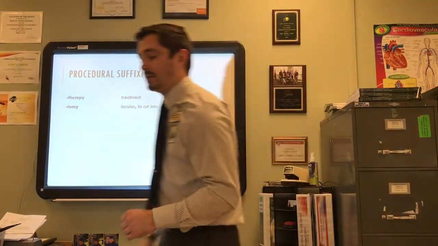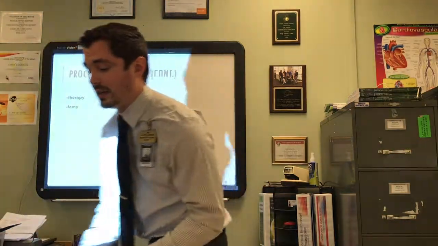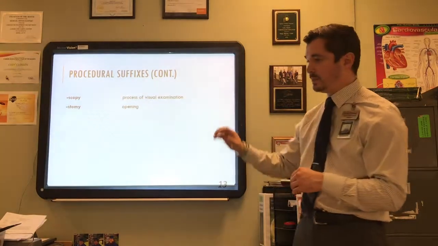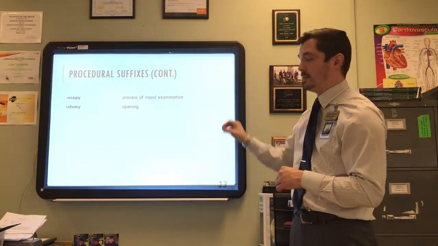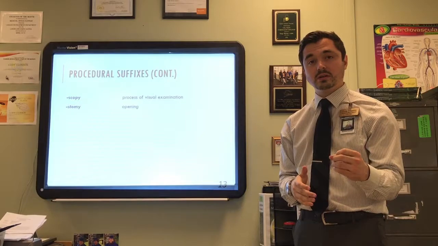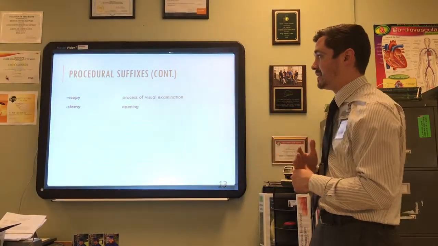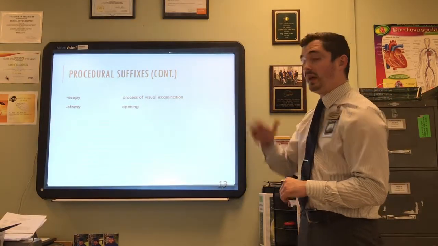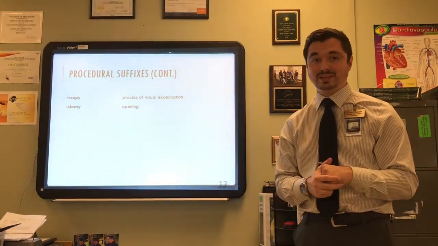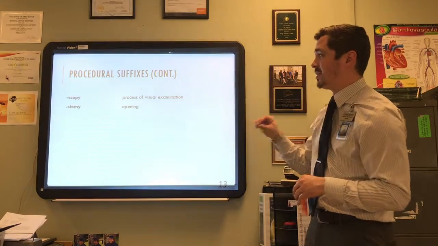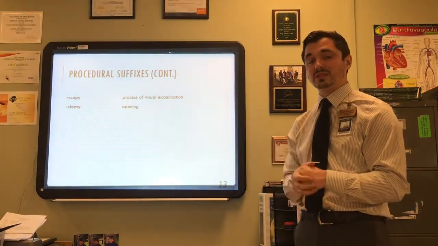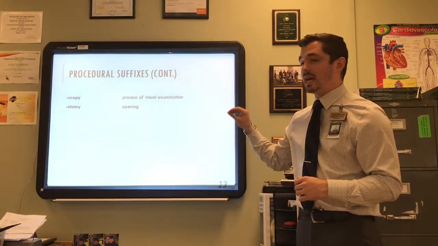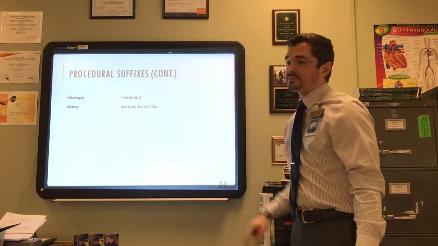Let me actually go back to that last slide real quick, see if I can do that. There we go. Scopy. I want to talk more about this one. Scopy is the process of visual examination. Okay, scope, S-C-O-P-E as a suffix, is the instrument used to visually examine. And then scopic is pertaining to visually examining. Okay, so there is a difference between all three of them. I know the other two weren't listed here, but they were in the previous chapter, so that should just be a little bit of a refresher, but that is an important one to know.